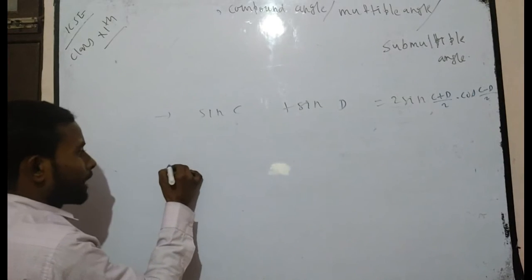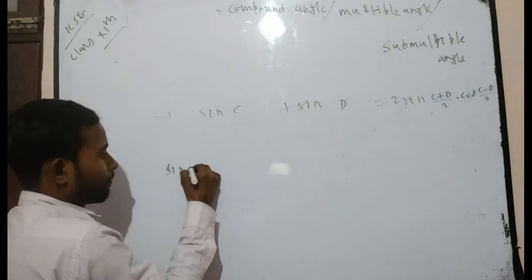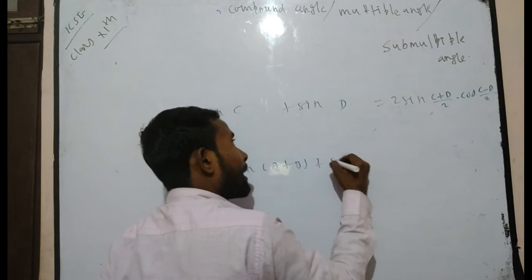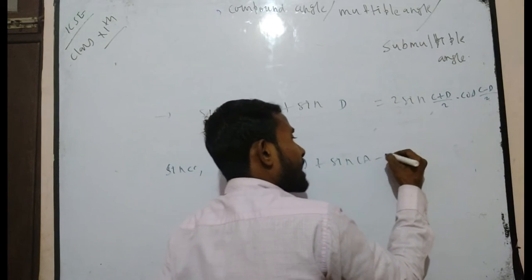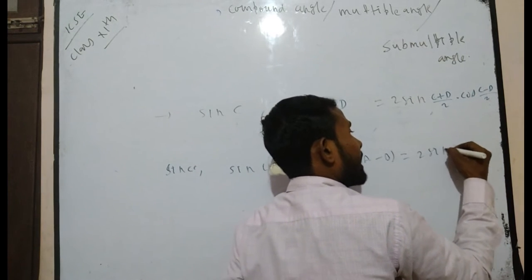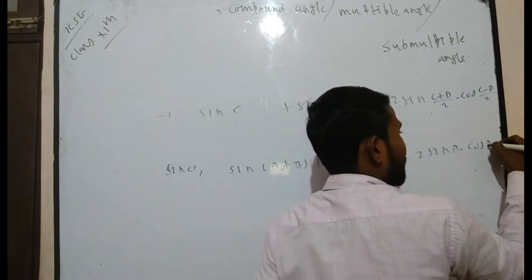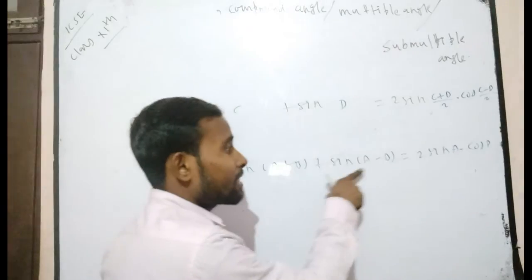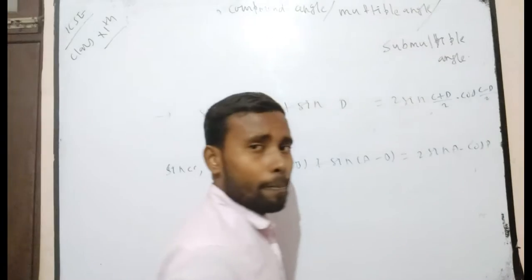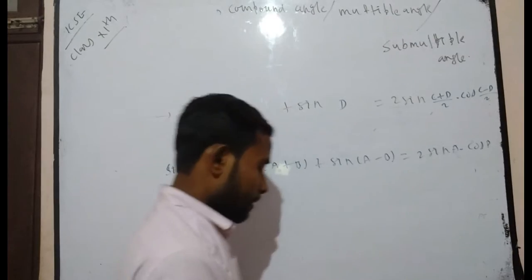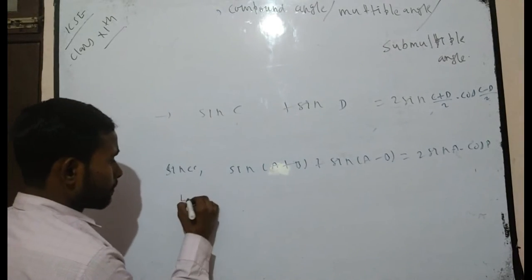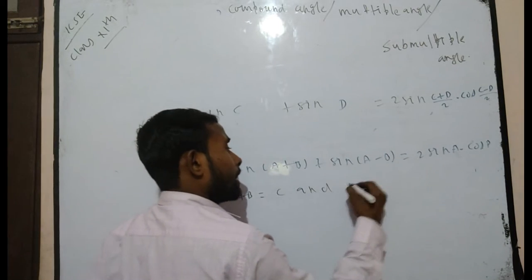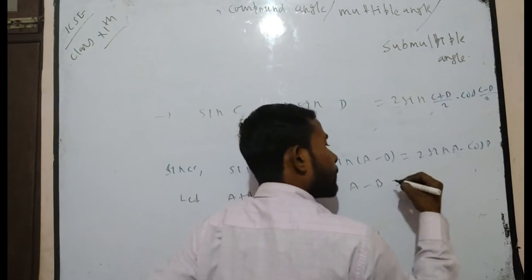Now, as you know, sin (A plus B) plus sin (A minus B) is equal to 2 sin A into cos B. I have just proved it. Suppose that A plus B is equal to C and A minus B is equal to D.